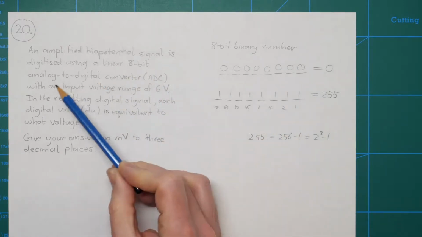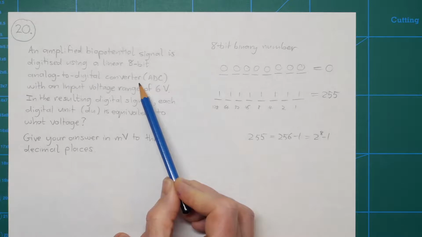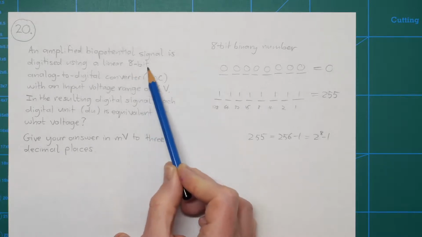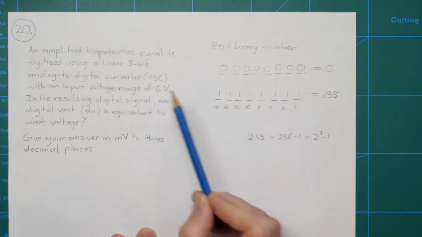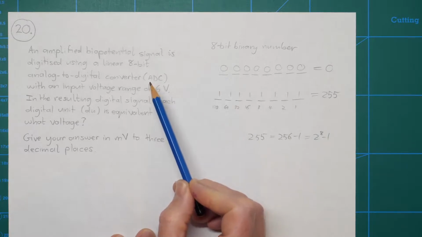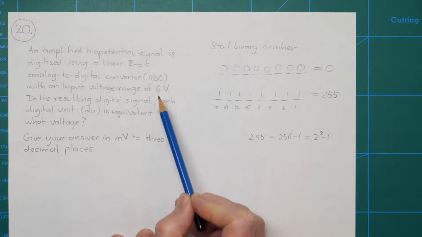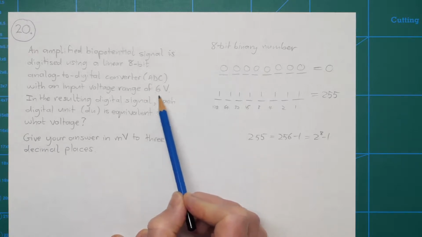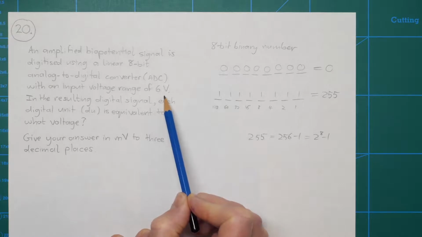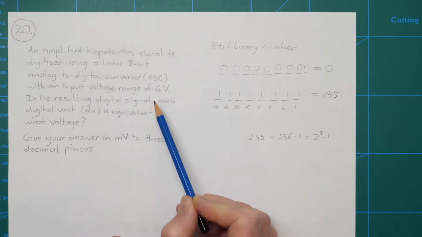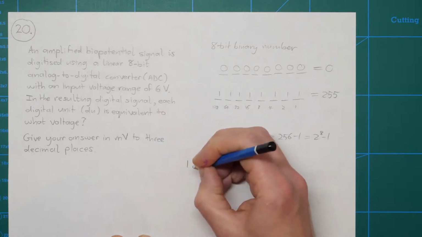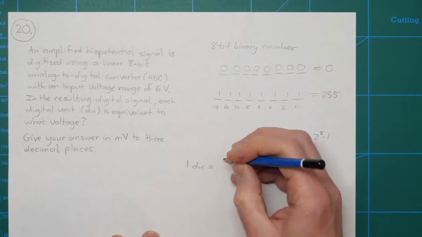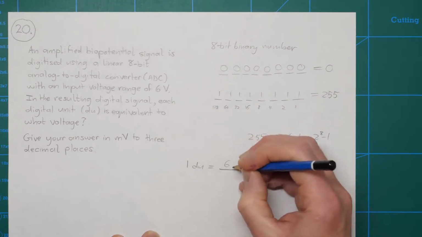So if I've got an 8-bit analog to digital converter, every time it measures its analog input voltage, it's going to convert it into one of those 256 different numbers that could be encoded as an 8-bit number. So there's only 256 different values that you can get out of this ADC. We're also told that the input voltage range is 6 volts, and it's a linear 8-bit analog to digital converter. So that means that all 256 different digital levels are spaced evenly throughout that 6 volts there. So one digital unit is equivalent to that 6 volts range.